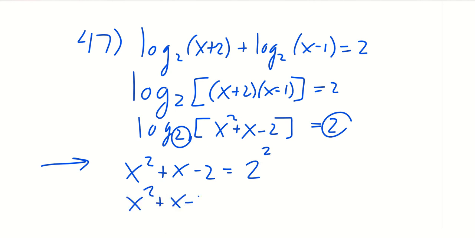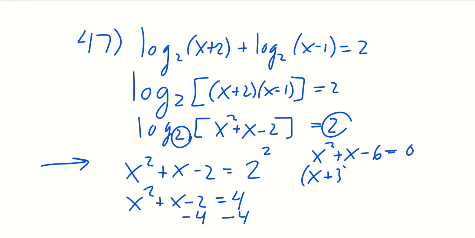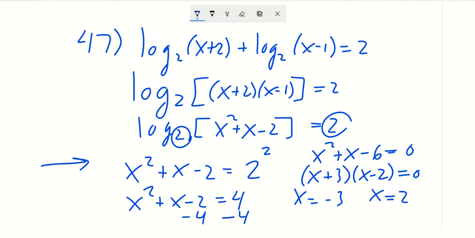This is a quadratic equation now. We can solve it. Get one side to 0. We have x squared plus x minus 6 equals 0, which factors as x plus 3 times x minus 2 equals 0. Set each factor equal to 0 individually, and we get two proposed solutions. Those proposed solutions are x equals negative 3 and x equals 2.